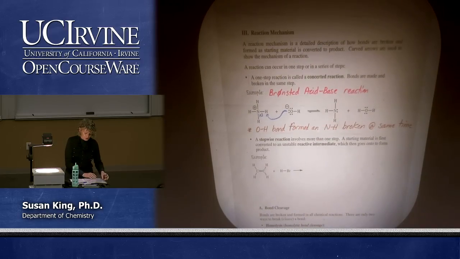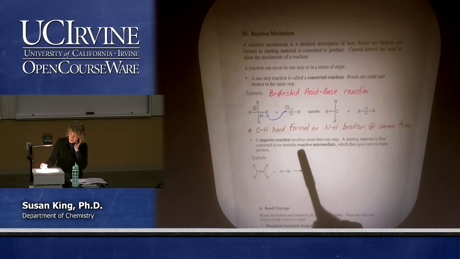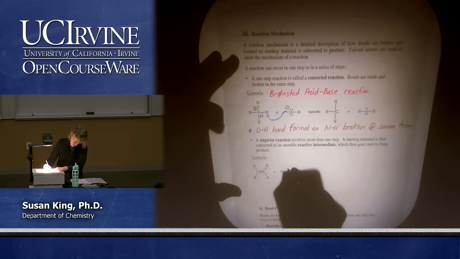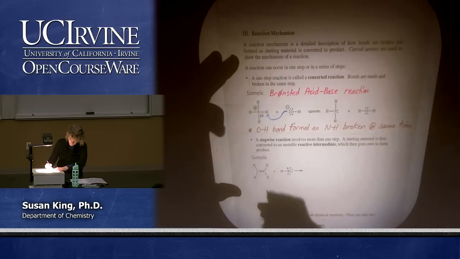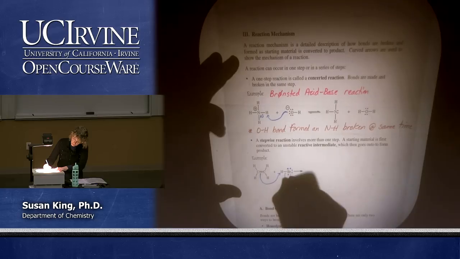We also are going to run across reactions that are stepwise. So a stepwise reaction involves more than one step. A starting material is first converted to an unstable reactive intermediate, which then goes on to form product. So here's a two-step reaction. Arrow comes from the pi bond. We grab the hydrogen. We break the hydrogen-bromine bond.